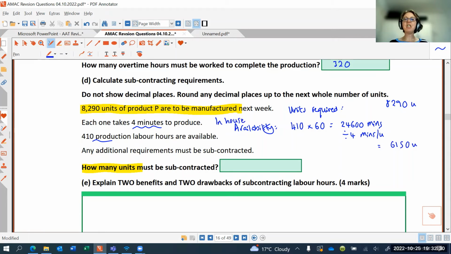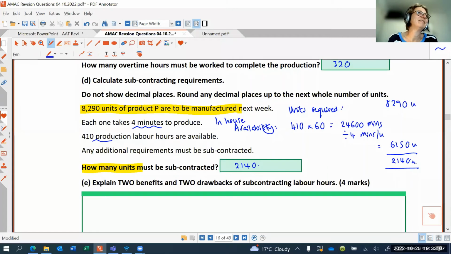So I'm looking at how much time I have available. I'm turning it into minutes just because I think it's a bit easier with this task to work with minutes. So work out how many minutes I've got. 4 minutes to produce each one. So I know how many I can make. I know how many I need to make. Then I can see the shortfall. So comparing the number that I can make in-house with the number I need to be making shows me the shortfall. And the shortfall is the number to be subcontracted. So 2,140 units.